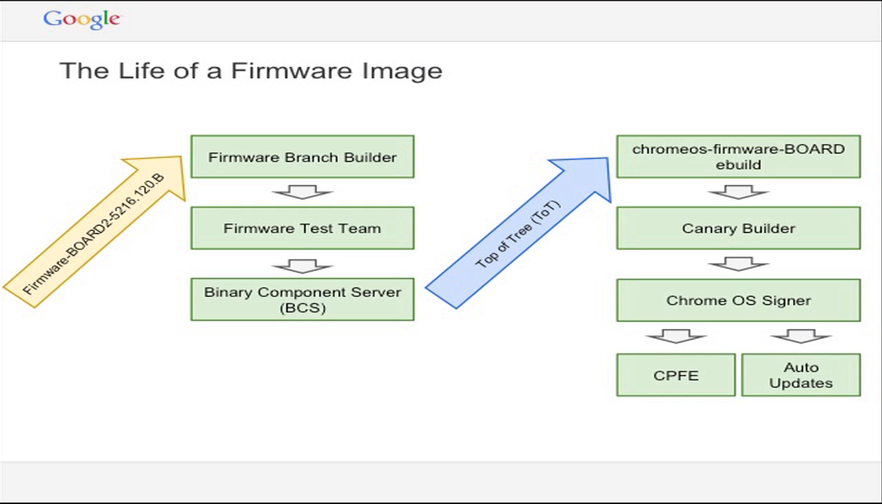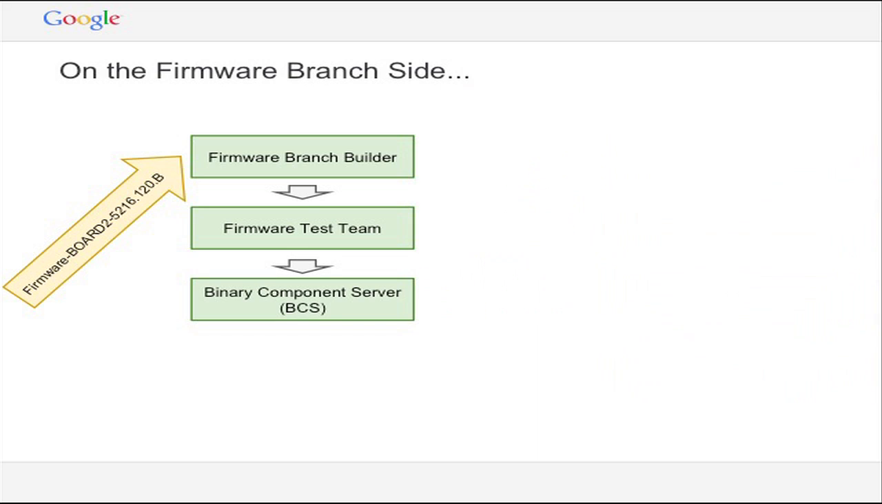To start with, we'll basically have the firmware branch fed into a firmware builder that goes to the test team. They'll upload it to a BCS server, and at that point, we can then ingest it on the top of tree, put it into a shell script that will install it on a device, and then actually send it out to the devices. So let's step through these a little bit closer.